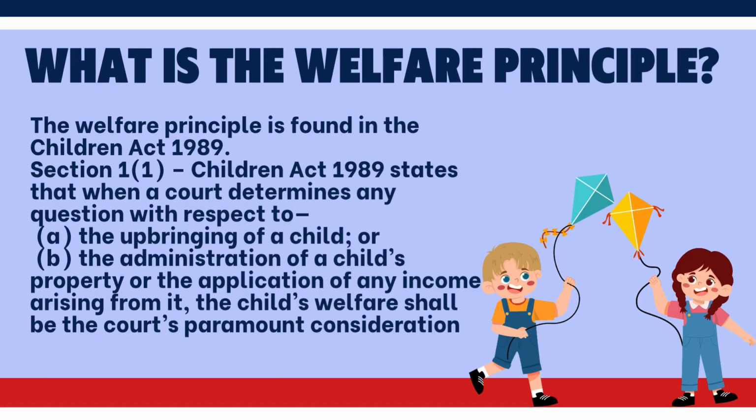The welfare principle is found in the Children Act 1989, and under Section 1 subsection 1 it states that when a court determines any question with respect to (a) the upbringing of a child, or (b) the administration of a child's property, or the application of any income arising from it, the child's welfare is the court's paramount consideration. So, what this means in practice is that the welfare principle is the core principle of family law UK, as the child's welfare must come first, above any wishes of the parent or any other party involved.